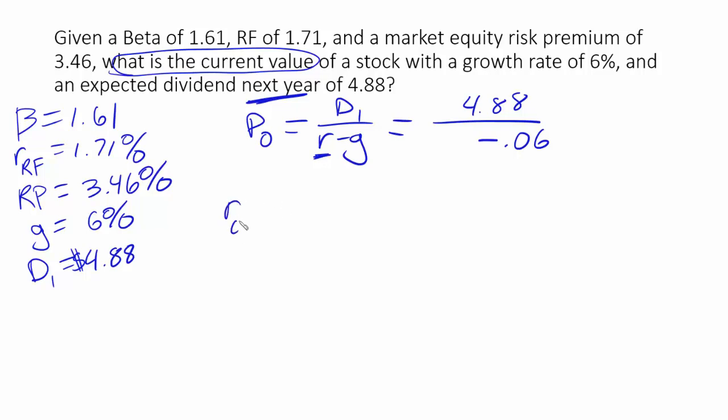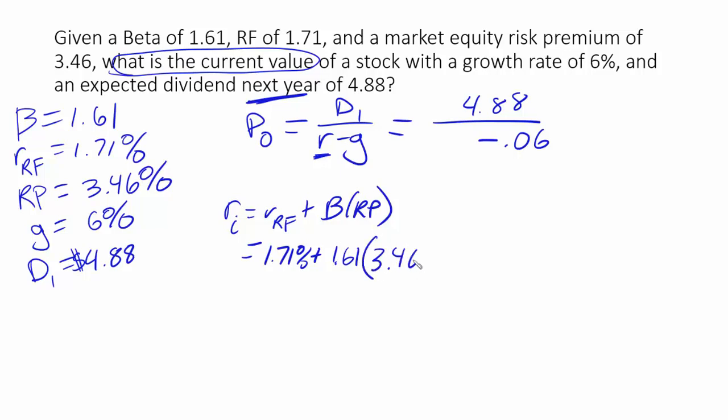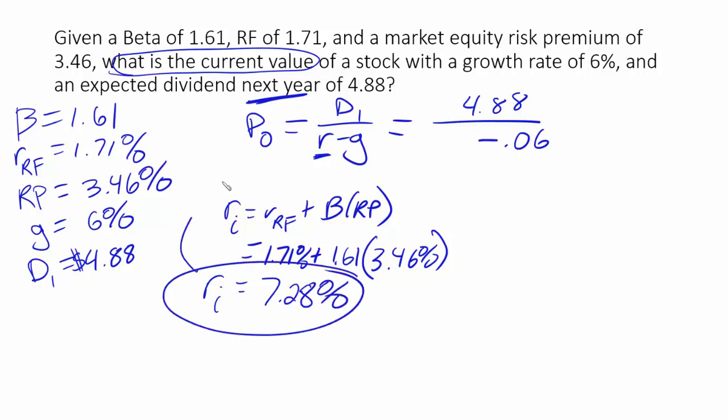We know that R is equal to the return on the risk-free rate plus beta multiplied by the risk premium. So we know our risk-free rate is 1.71% plus beta is 1.61, right? That is a more risky company in the market, so it's going to have a higher required return than the overall market. And then we have the risk premium of 3.46%. So that should tell us that our required return on this stock is going to be 7.28%.